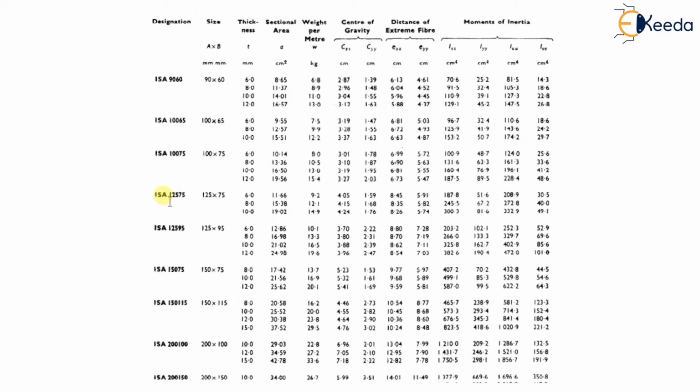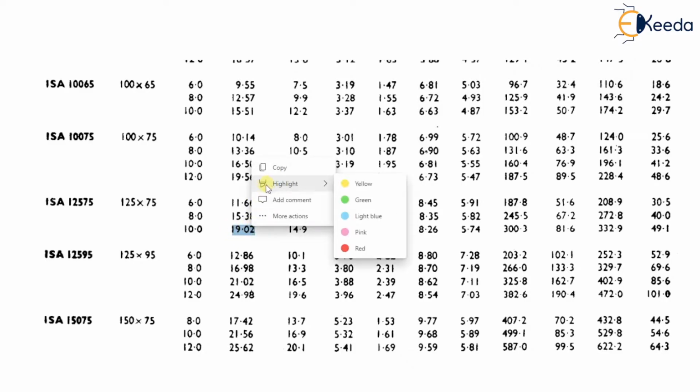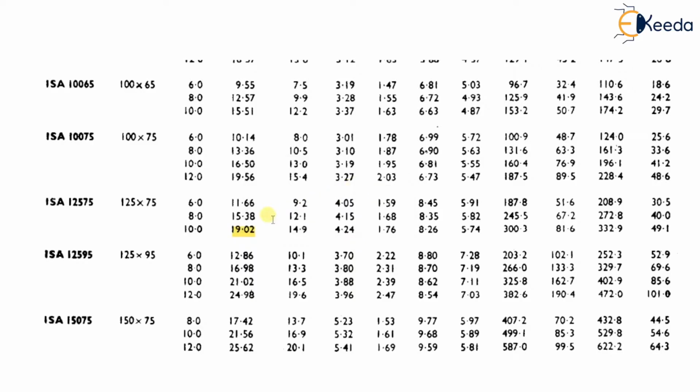What I will do, I have used this section ISA 125 by 75 by 10 mm. So what is the area for that? The area is 19.02. If you can see here, I'll zoom in. See, 125 by 75 by 10 has an area of 19.02. That means its area is how much? It is 1902 mm square. Okay, this area. So I will try section 125 by 75 by 10.